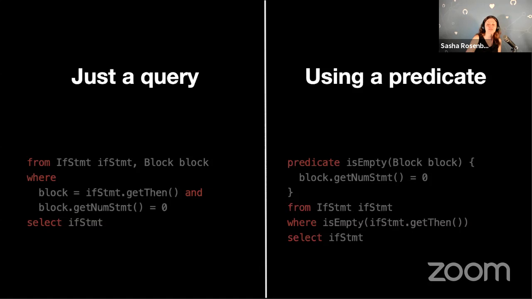And then I can run this in my actual query, right? So my actual query looks similar to the former, but instead of doing the 2 lines of code, I'm just asserting is empty. So I'm asserting that the predicate returns true on the if statement .get then. So essentially the 2 things left and right will return the same results. One I'm using a predicate, the other I'm not.